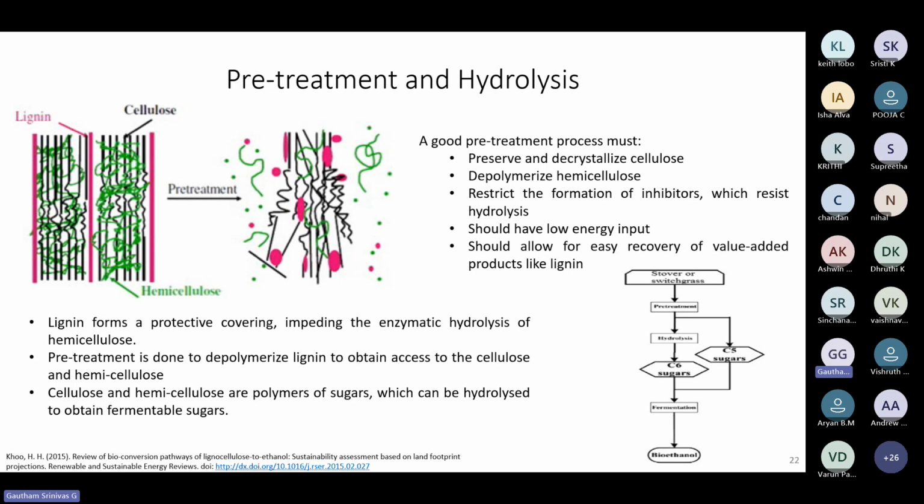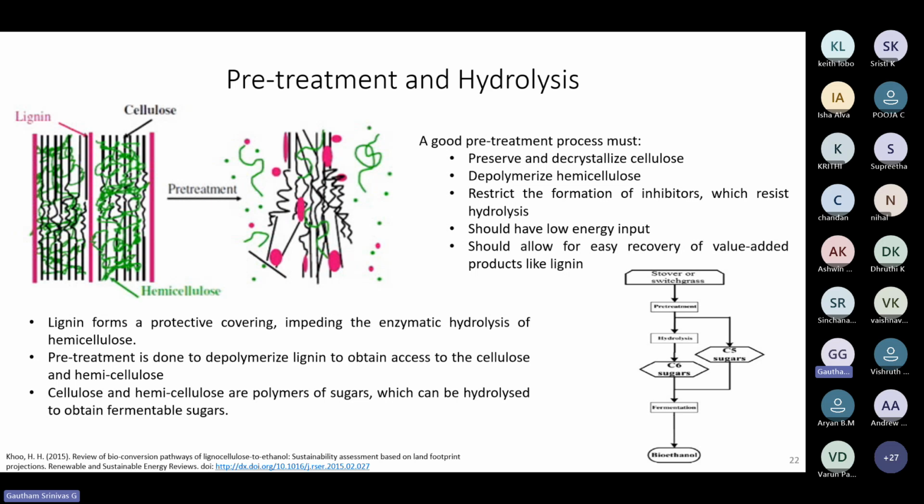And if you look at the pre-treatment process, what must it achieve? First is preserve and decrystallize cellulose. So it should preserve. So there are acid pre-treatments that are available, but what happens is because of the strength of the acid, it destroys a part of the cellulose and hemicellulose also. A perfectly good cellulose and hemicellulose that can otherwise be used for fermentation is also destroyed in the process. So that should be avoided. Okay. So decrystallize cellulose and depolymerize the hemicellulose.